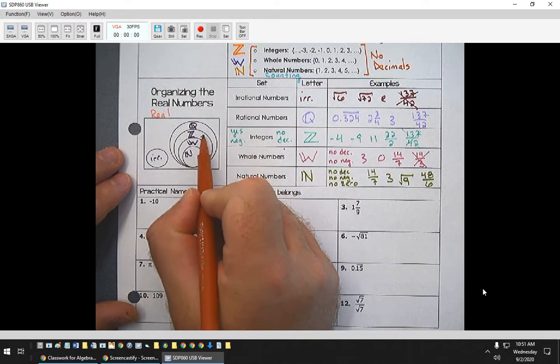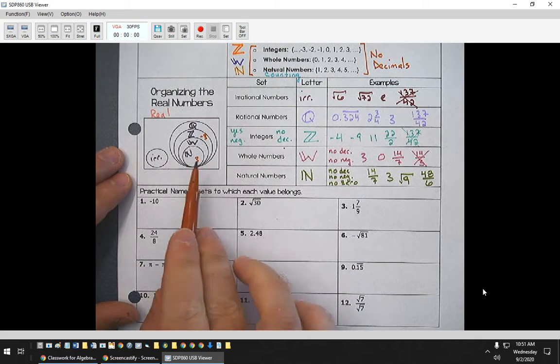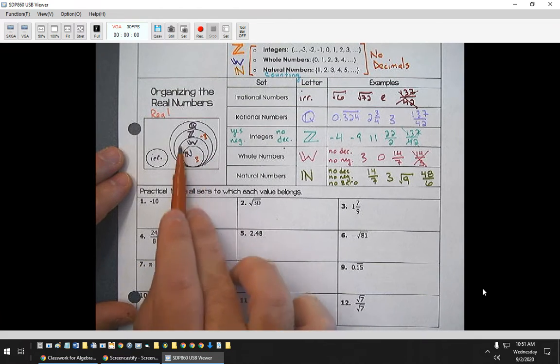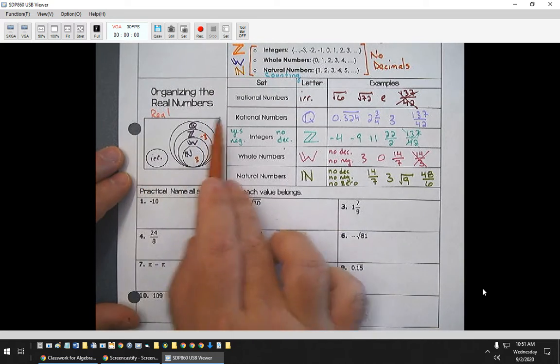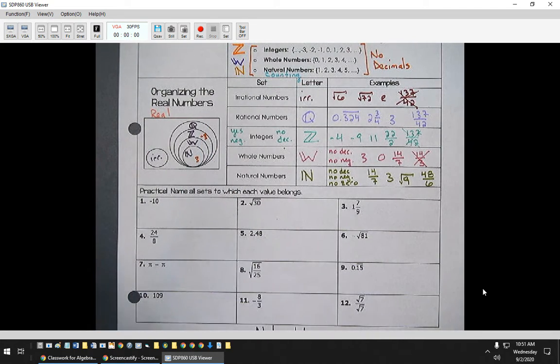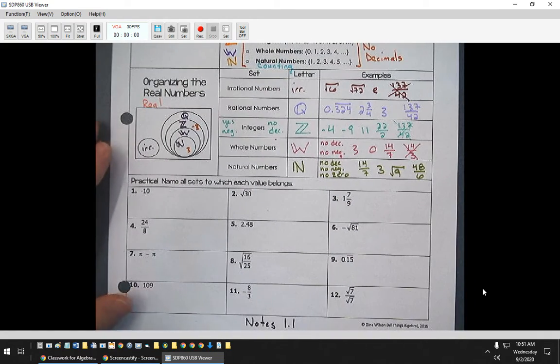-3 would only live in this portion. See how when I write 3 here, 3 is in this circle, 3 is in this circle, 3 is in this circle, 3 is in this circle, 3 is in the real number rectangle, so 3 belongs to all those. I hope that makes sense.